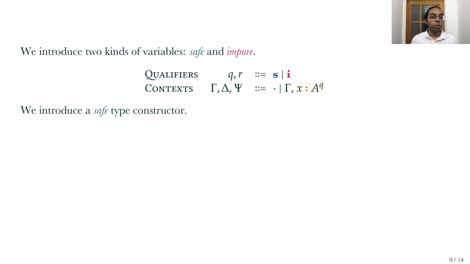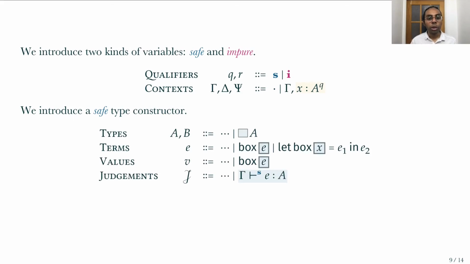Then we would like to internalize the notion of safety using a safe type constructor. We add a box type constructor, and we add two new term formers, box and letbox. So these are expressions, and we distinguish between expressions and values. Boxing an expression turns it into a value.